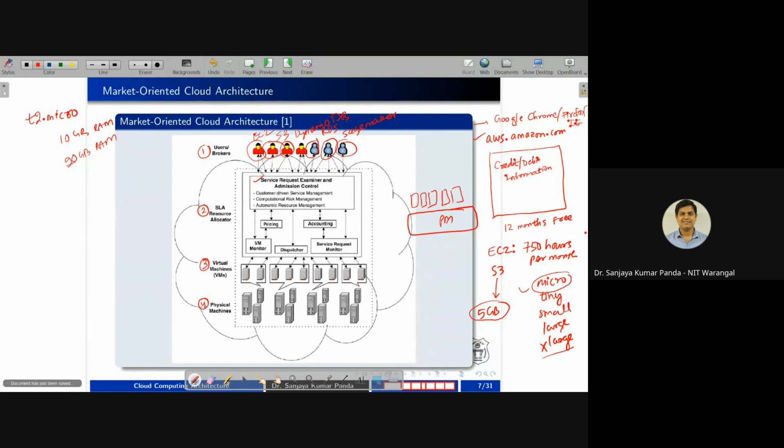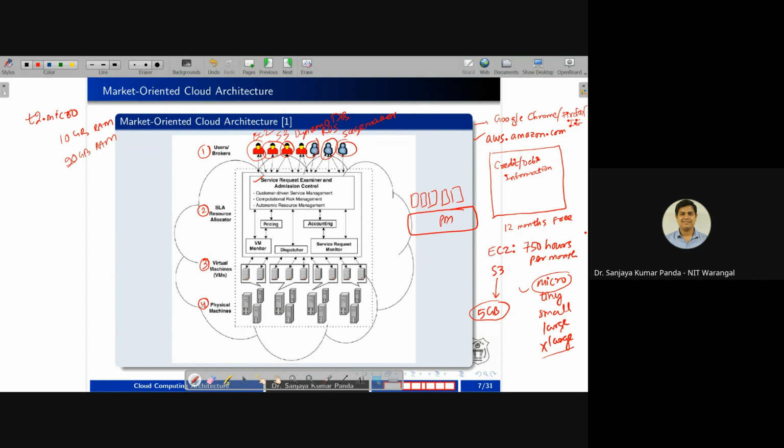It takes the request of the user or broker, and based upon that it checks whether the request can be fulfilled or not, and the admission control unit also checks that sufficient resources are available to host it or not. Otherwise you are going to go for migration, or you have to reject. So that is going to be taken care of by this.